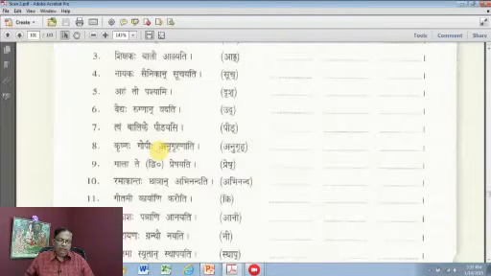Tvaya balike pidiyate. So, the 2 number has to be derived. Pidiyate. 2 girls are harassed or troubled by you. You trouble 2 girls. 2 girls are troubled by you.